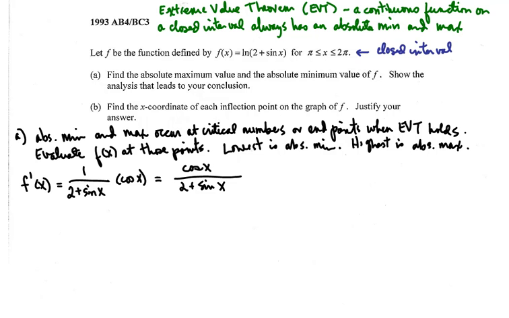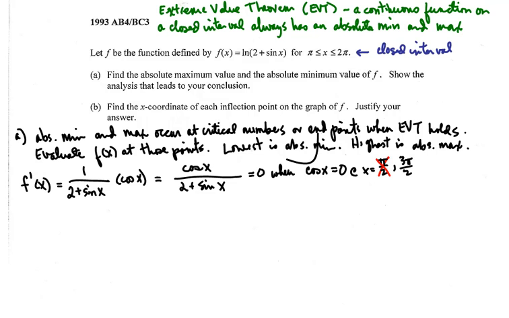Now, for there to be a critical number, it must be a place where that is 0 or does not exist. And a rational function is 0 when its numerator is 0. So it will be 0 whenever cosine of x is 0, and cosine of x is 0 at x equals pi over 2 and 3 pi over 2, but in the interval that we're looking at, only 3 pi over 2 holds. So that is the critical value. That is the only critical value that occurs when the first derivative is 0.